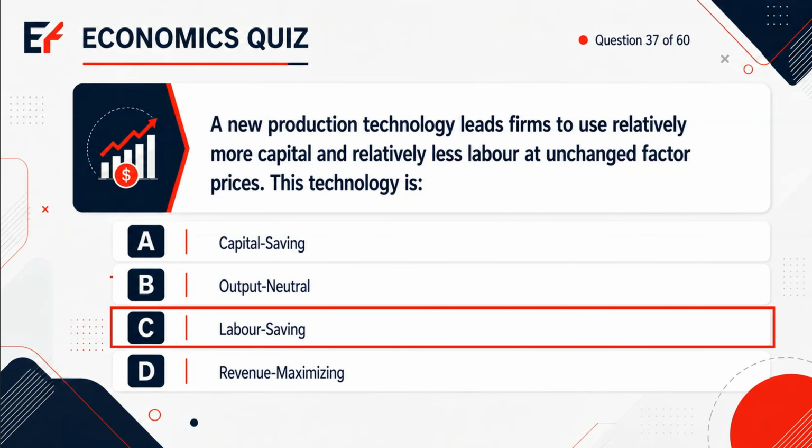Option A is incorrect because capital-saving change reduces the relative use of capital. Option B is incorrect because output neutral does not describe a technology that changes the preferred input combination. Option D is incorrect because revenue maximization is a business objective rather than a type of technological change.